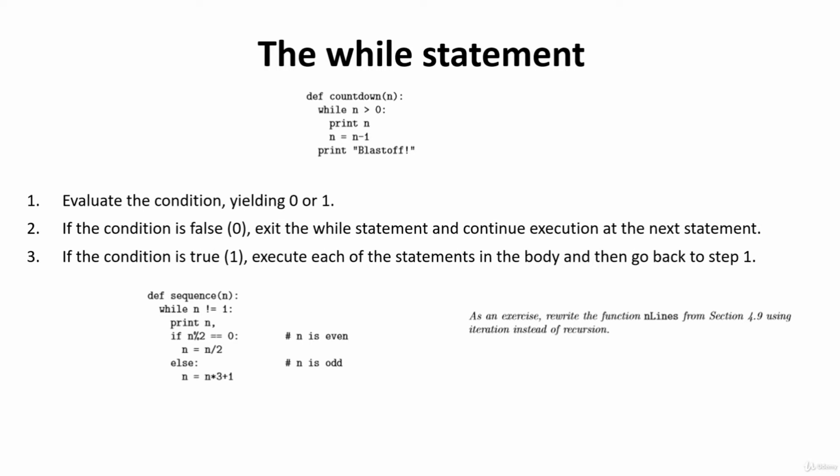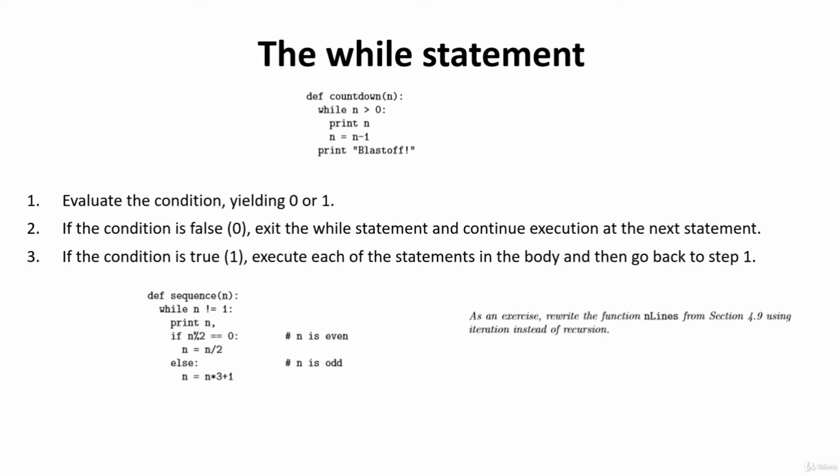This type of flow is called a loop because the third step loops back around to the top. Notice that if the condition is false the first time through the loop, the statements inside the loop are never executed. The body of the loop should change the value of one or more variables so that eventually the condition becomes false and the loop terminates. Otherwise, the loop will repeat forever, which is called an infinite loop.